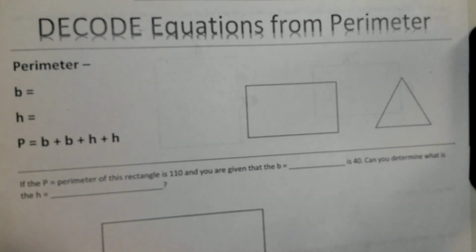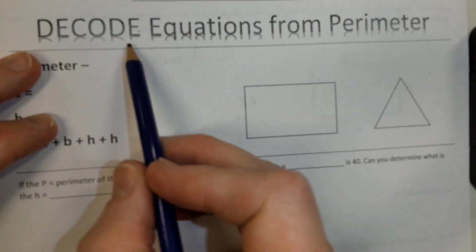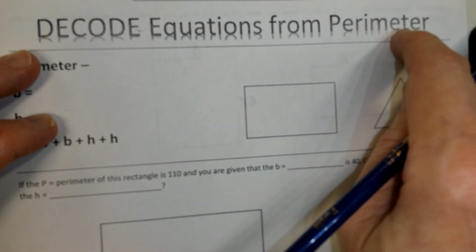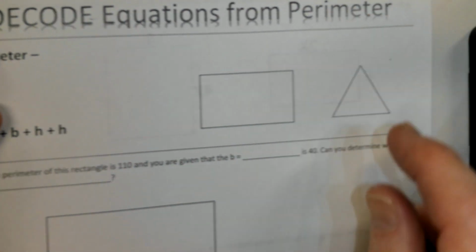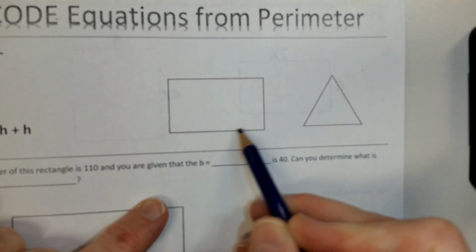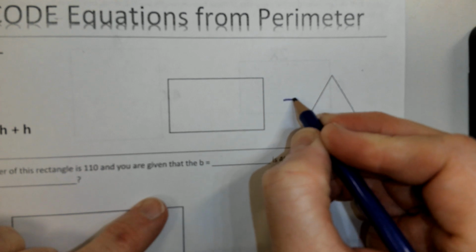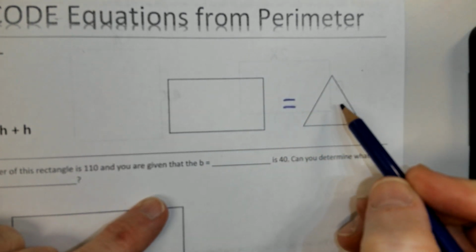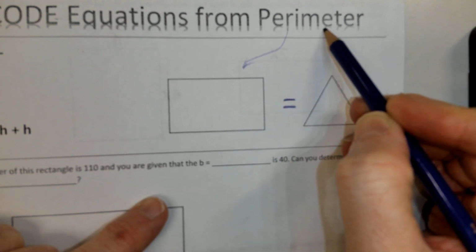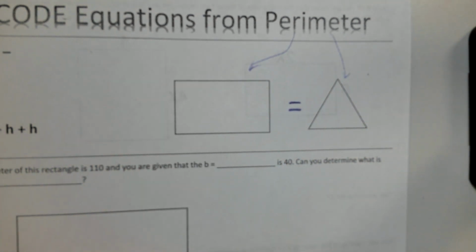Okay, so first of all, we need to know that we are decoding an equation from perimeter. Okay? Now, in this particular case, let's say I have, what is this shape? Rectangle. I got a rectangle, and I'm going to say the perimeter of this rectangle is equal to this triangle. Okay? Look for that because you're going to see that. When you see that, you can say, oh, Coach Barry's already showed me this. I know I'm just decoding.